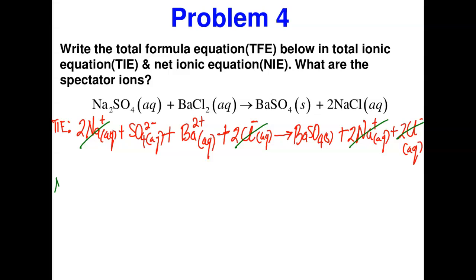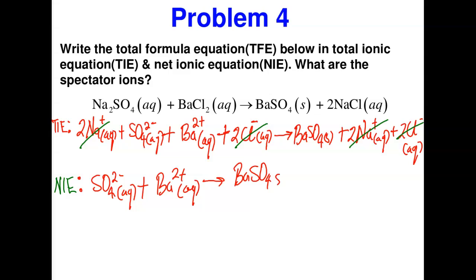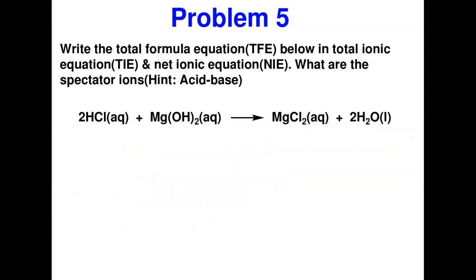To write the net ionic equation now, our net ionic equation is going to be sulfate ion 2 minus aqueous plus barium 2 plus aqueous will give us barium sulfate solid. That is the net ionic equation. And the spectator ions are those that I struck out. What are they? Sodium ion, the first, and the other one is the chloride ion. And these are the spectator ions. We go to the next problem.